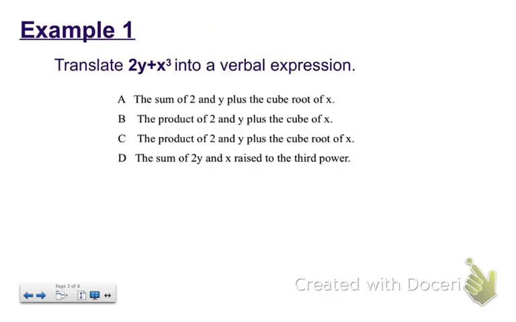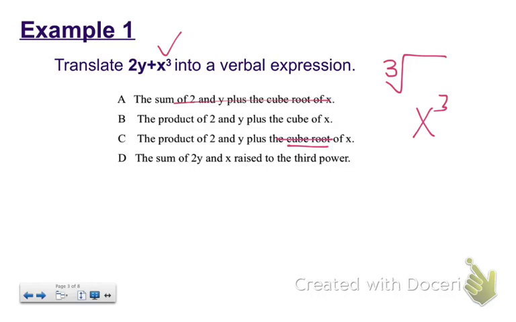Okay, example 1. Translate 2y plus x cubed into a verbal expression. So the sum of 2 and y plus the cube root of x. Remember, cube root means like that, so it can't be that. The product of 2 and y plus the cube of x. The cube of x looks like that, so that is what we're looking for. But let's double check. The product of 2 and y plus the cube root of x, nope, can't be that. The sum of 2y and x raised to the third power.